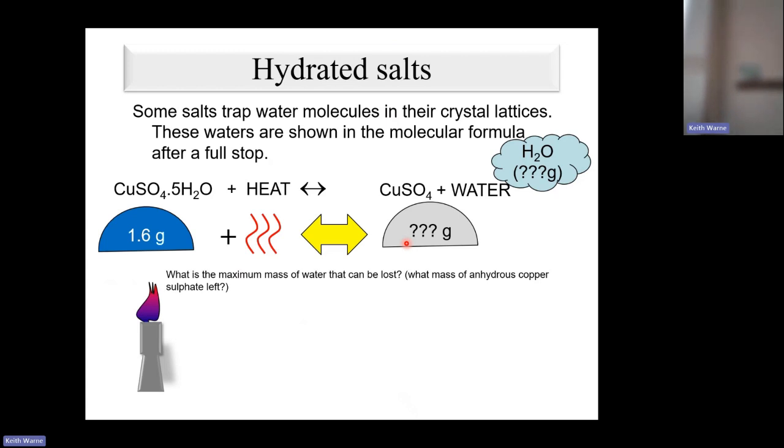So this copper sulfate over here that has had its water driven off is called anhydrous copper sulfate, and it's white. Now, they'd put a pile of anhydrous copper sulfate on a person's hand, and then they'd drop water on it. What happens?